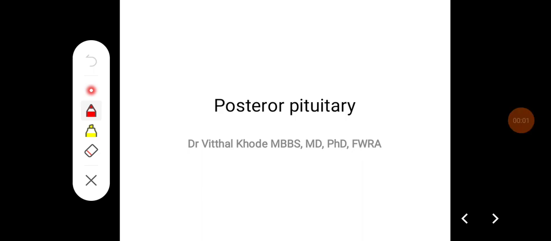Hello everyone. In this class, we'll briefly learn about the posterior pituitary. The posterior pituitary releases two important hormones, that is oxytocin and antidiuretic hormone.